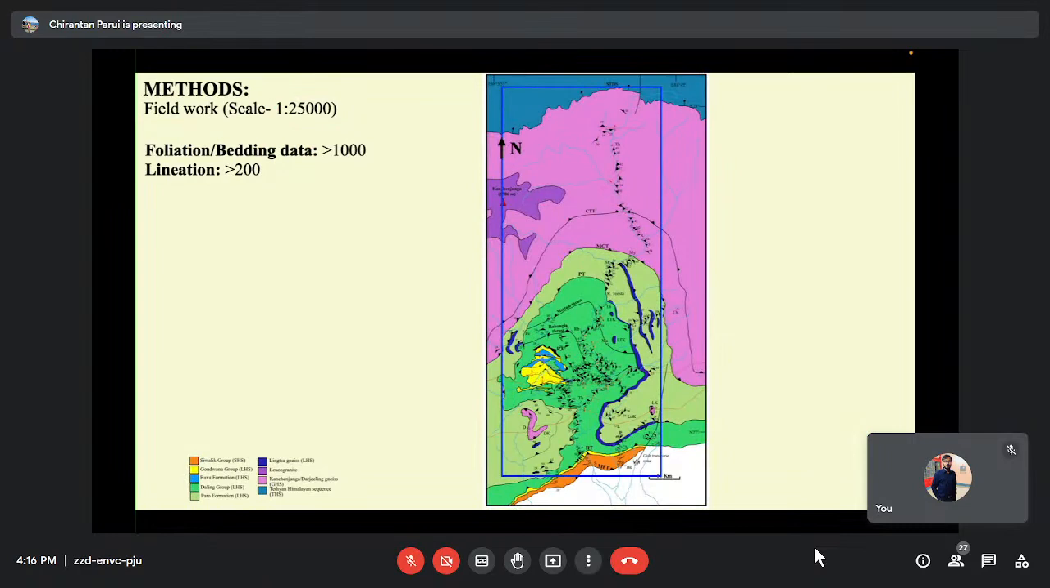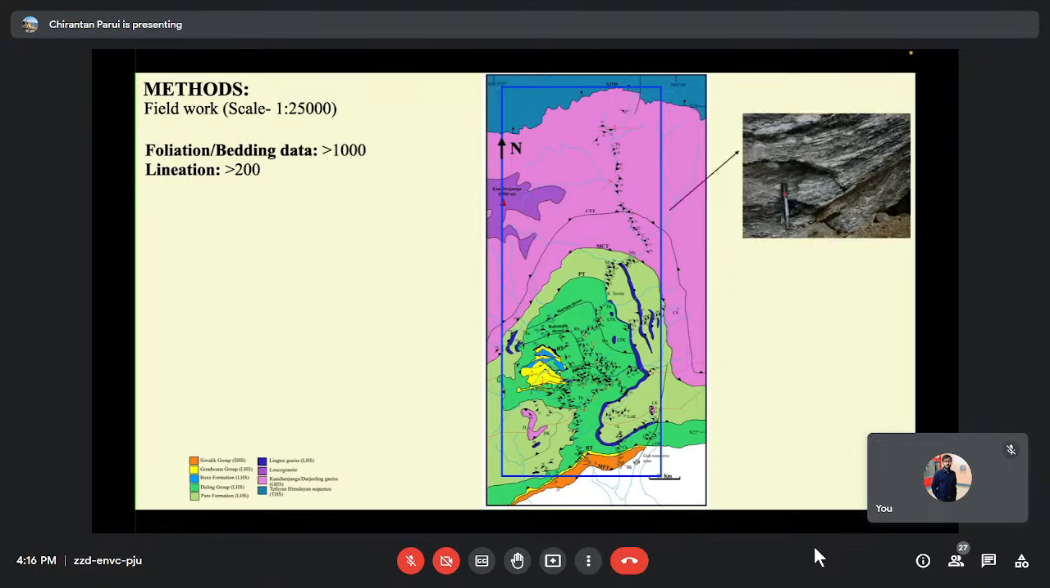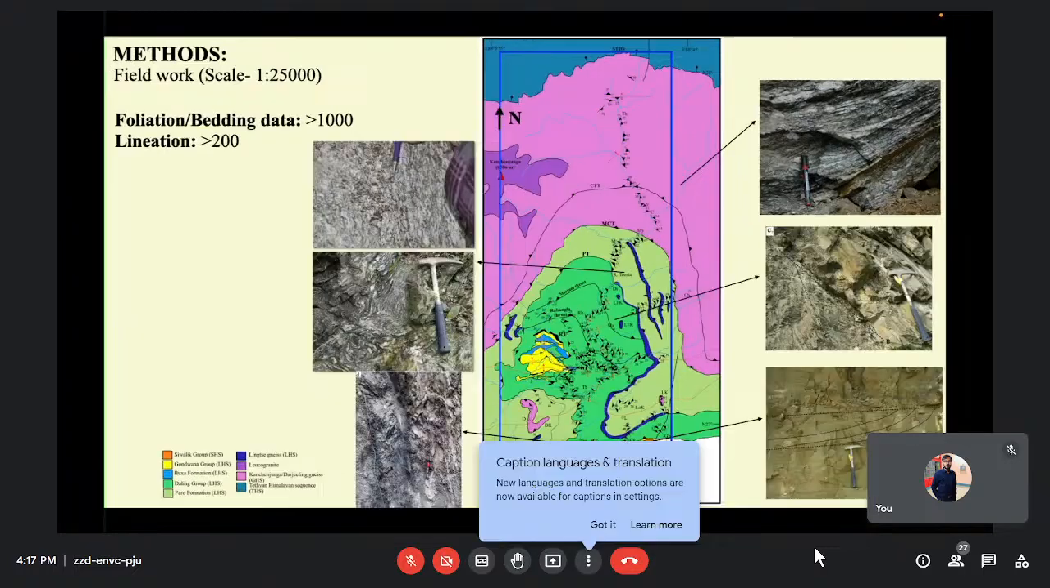To answer them, I have done detailed fieldwork in this region, collected thousands of planar data and lateral variation in the linear data, and based on the fieldwork, I found that the northernmost thrust, the Main Central Thrust, carries upper amphibolite to granulite facies gneissic rocks, and detrital sandstone of the Shivalik group, and the Main Frontal Thrust carries Shivalik in its hanging wall.